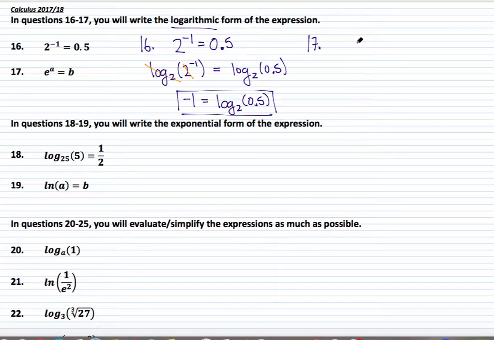For number 17, the exact same process occurs, but instead of using a logarithm with an integer base, I'm going to use a natural log. So I'm going to take both sides as the argument for a natural log, because the base of a natural log is e. So I have natural log of e to the a and natural log of b. On the left-hand side, natural log and the exponential will cancel each other out, and I'm left with just a equals ln of b.